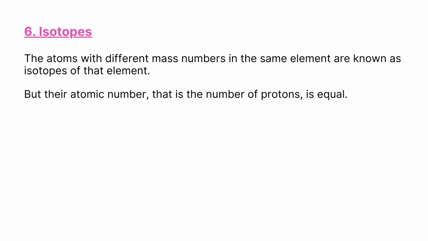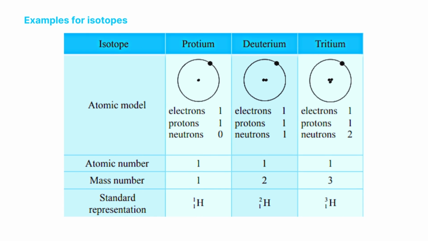Now we are going into a new topic, isotopes. The atoms with different mass numbers in the same element are known as isotopes of that element. But their atomic number, that is the number of protons, is equal. Example: hydrogen has 3 isotopes. They are called protium, deuterium, and tritium.